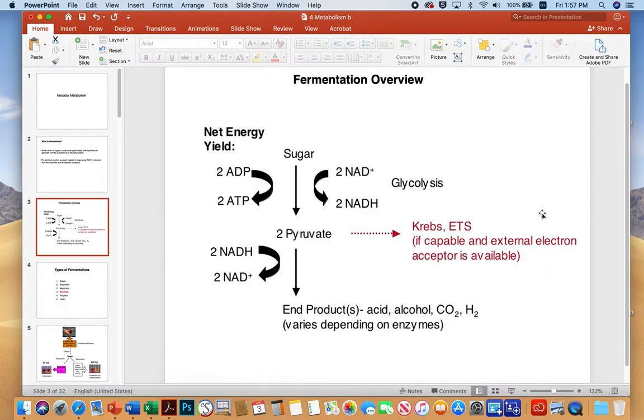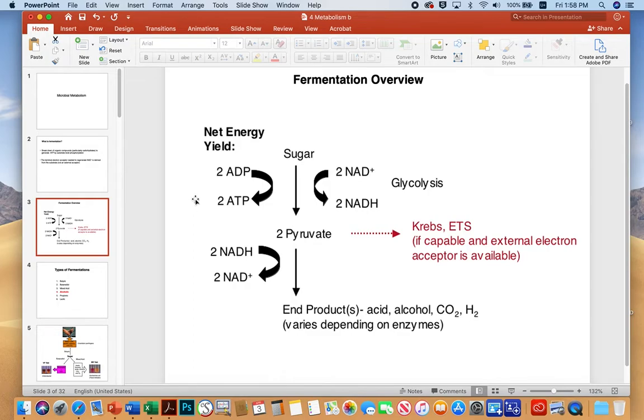If the organism is capable of oxidative respiration, like you and I do, for example, or an aerobic bacterium, or a yeast when it's undergoing aerobic respiration, the pyruvates can be shunted to the Krebs cycle, and then electron carriers generated from Krebs can be used to generate additional energy through the electron transport system.